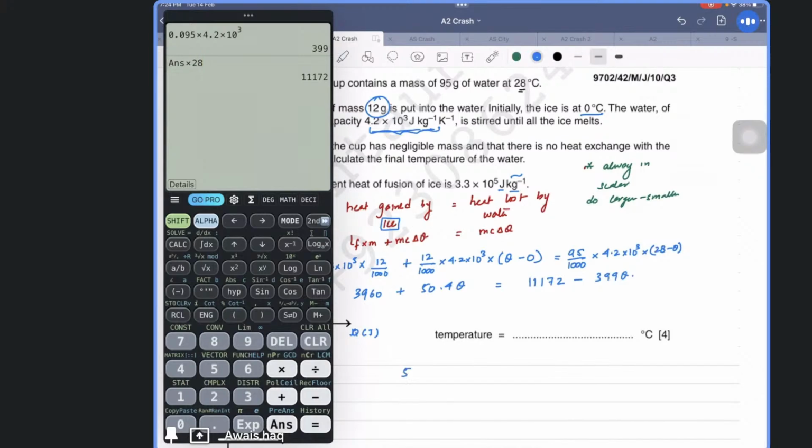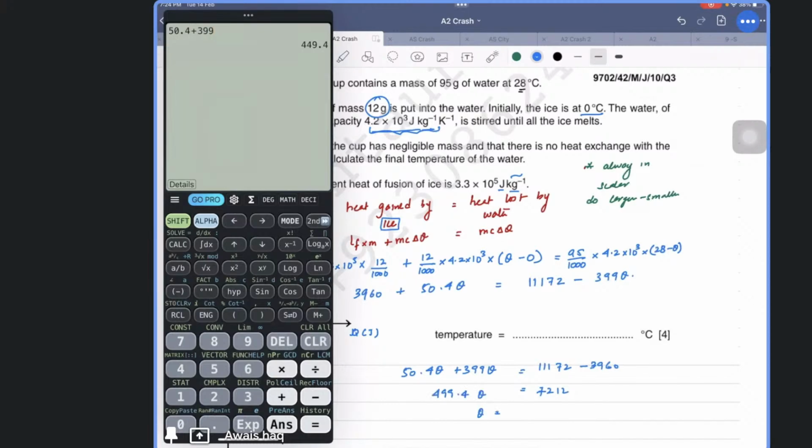So it's going to be 50.4 theta plus 399 theta equals 11172 minus 3960. Let's try to solve this. We subtract this from 3960, which is going to be 7212, and that is 50.4 plus 399, which is 499.4 theta.